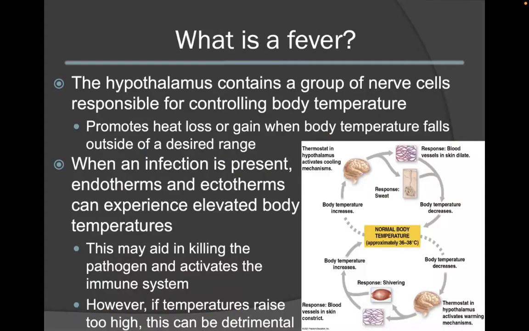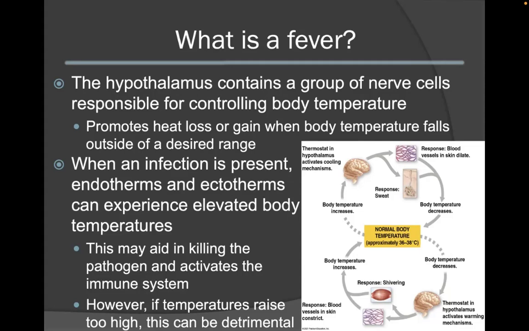An important aspect of understanding the regulation of body temperature is to also understand what happens when the body temperature rises, as in a fever. The hypothalamus region of the brain contains a group of nerve cells that are responsible for controlling the overall body temperature of an organism. This will promote heat loss or gain whenever the body temperature falls outside of the desired range. However, when an infection is present, both endotherms and ectotherms can experience elevated body temperatures.